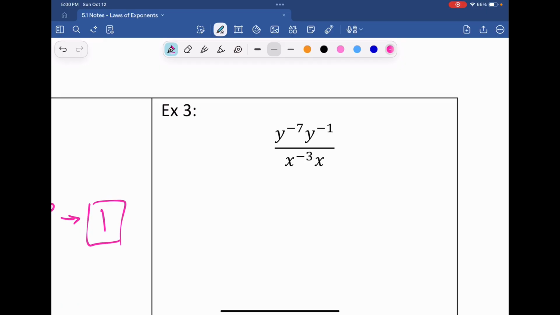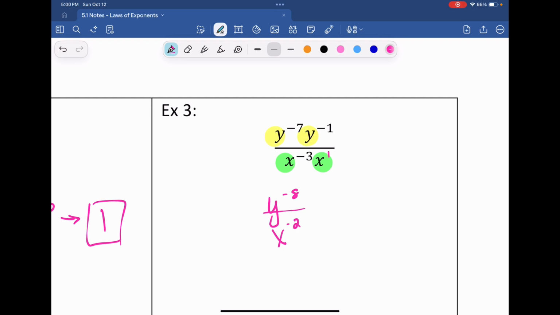We've got product rule, so we want to go ahead and add our exponents. -7 plus -1 is -8. And down at the bottom, we have the same thing happening. You have x to the -3 and x, which is x to the 1. Add your exponents. -3 plus 1 is -2.